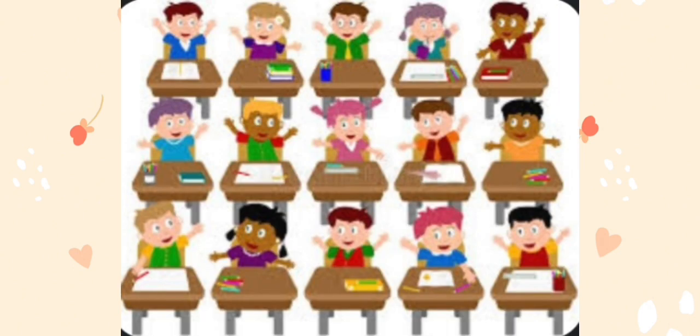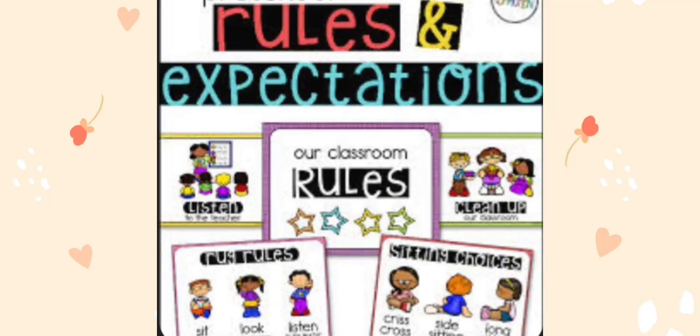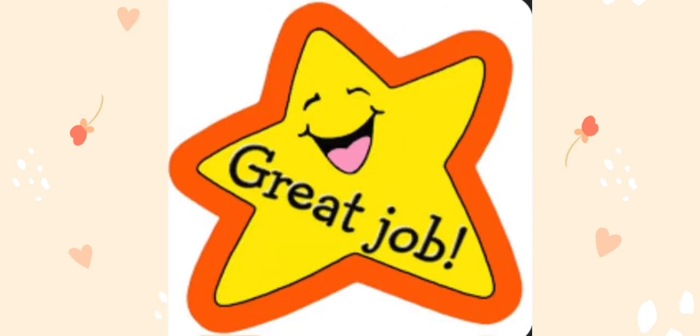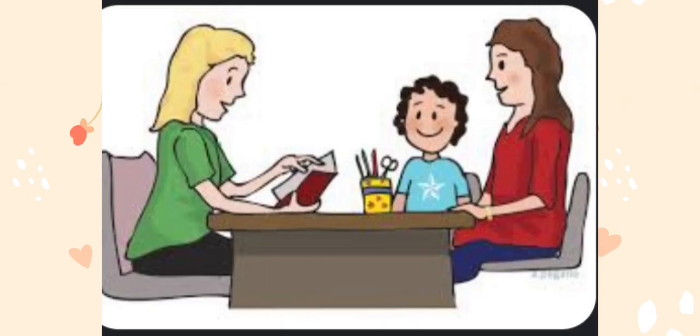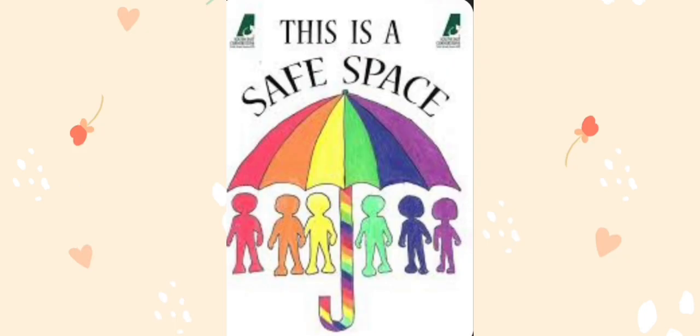So how do we maintain social control? To keep things running smoothly at school, teachers and staff can set clear rules and expectations. They can also use positive reinforcement like praise or rewards to encourage good behavior. Open communication between teachers, students, and parents can help create a respectful and positive school environment.